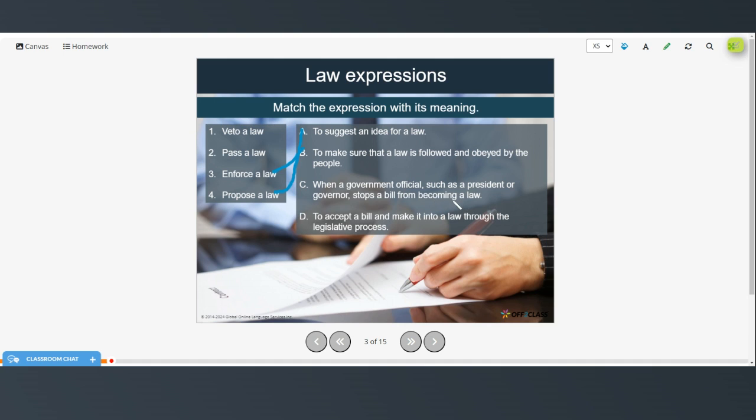When a government official, such as a president or governor, stops a bill from becoming a law, that's to veto a law. And to accept a bill and make it into a law through the legislative process is to pass a law.